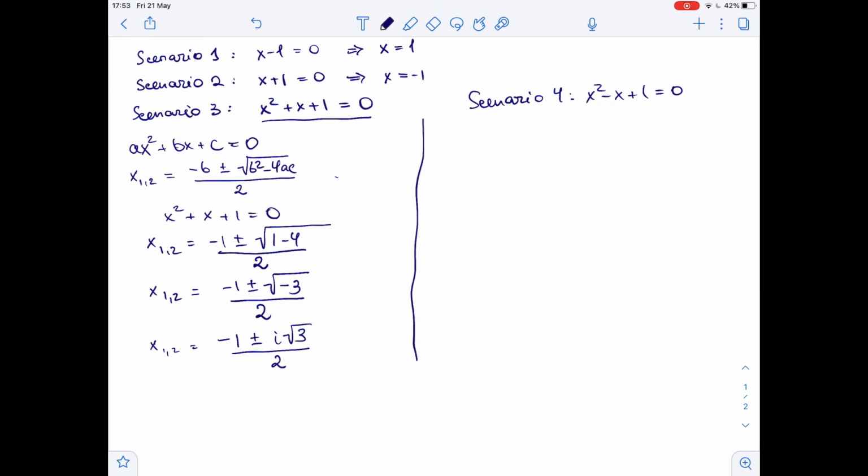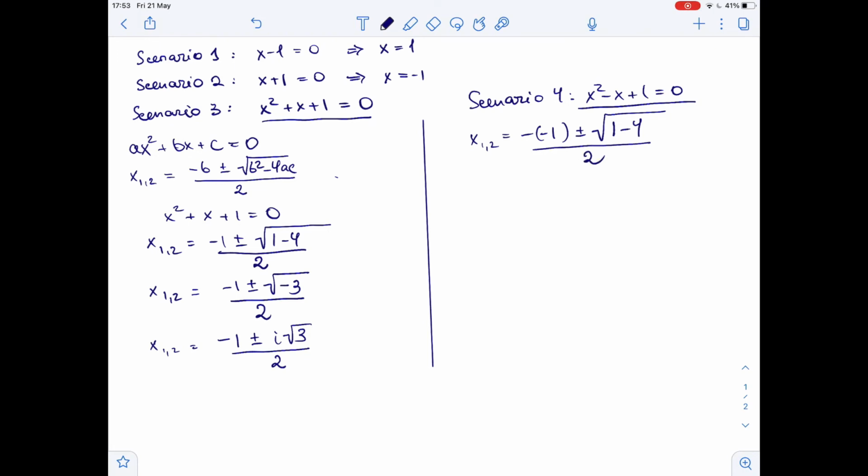Well, now let's do the same thing for scenario 4. So here the solutions for this equation are equal to, again, we are using the same formula, so it's negative b, here b is negative 1, so it's negative negative 1, plus or minus the square root of b squared, which is 1, minus 4 times 1 times 1, which is just minus 4, over 2. Again, negative negative 1 is equal to 1, so this would be equal to 1 plus or minus the square root of negative 3 over 2, which is equal to 1 plus or minus i times the square root of 3 over 2.